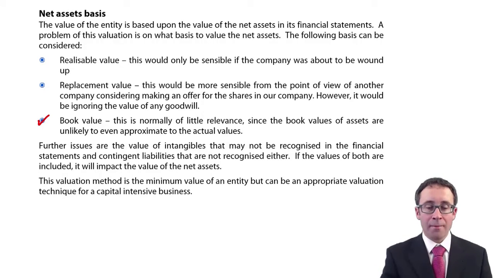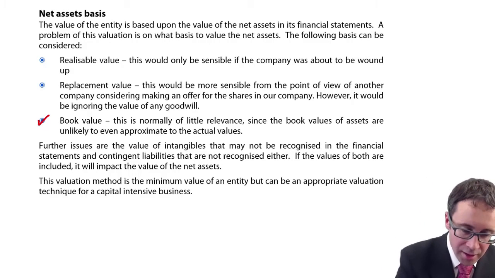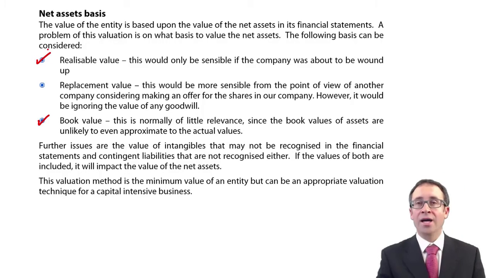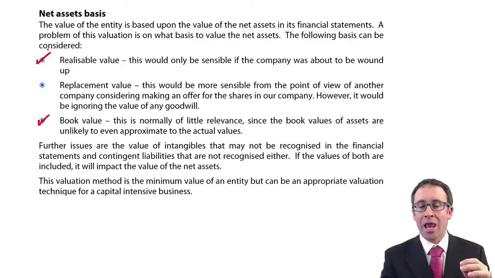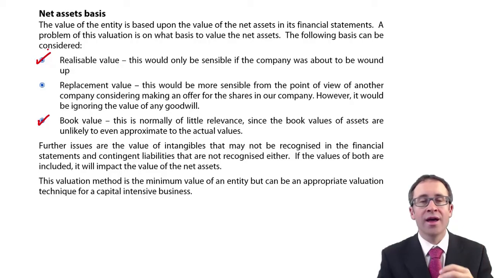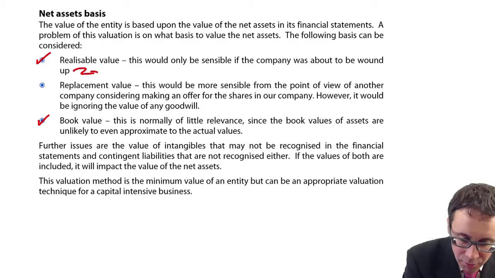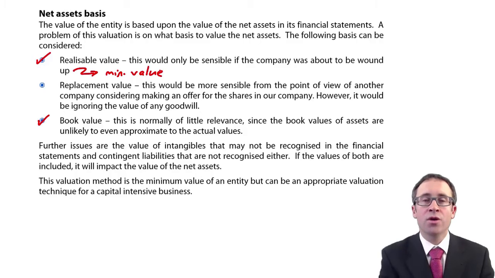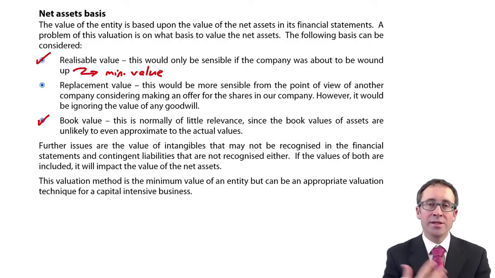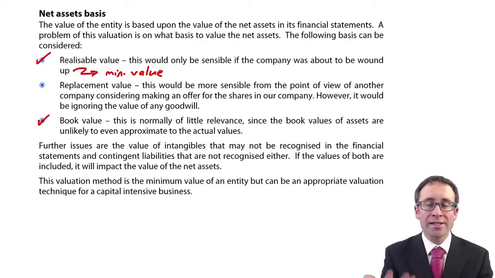That brings us to what else we use if we're not going to use the book value. Well, we could use the realizable value. So what could you sell each individual asset and liability for if we were to liquidate or wind up the business? Your realizable value tends to be the minimum value that you will sell your business for. So effectively, it's the minimum value that the seller would accept.